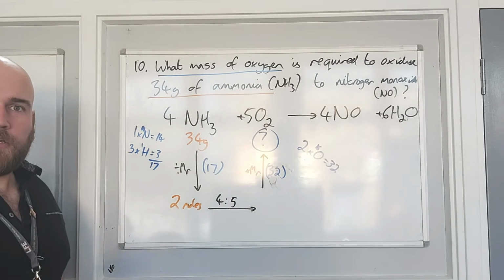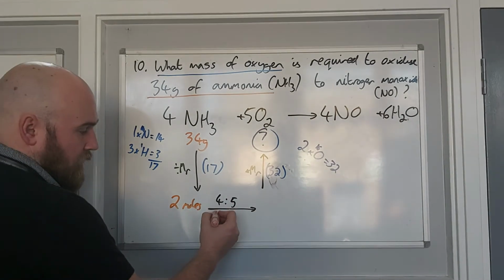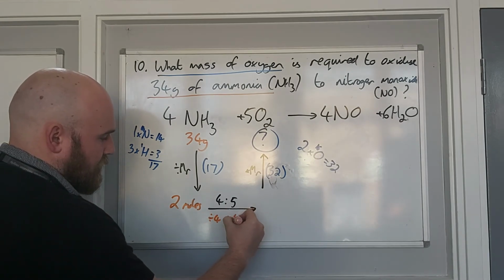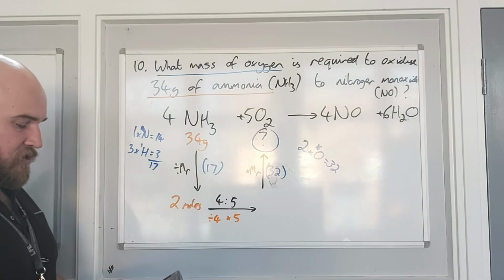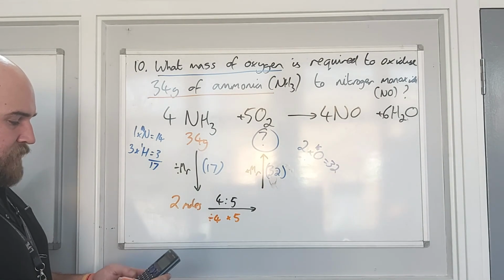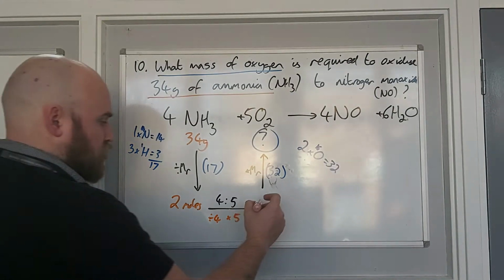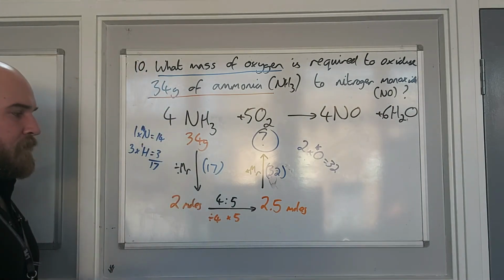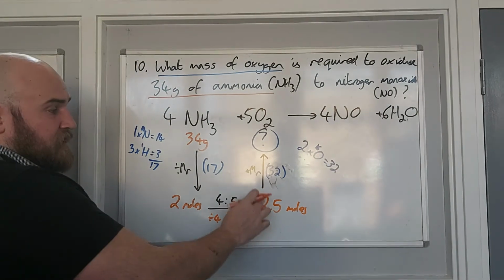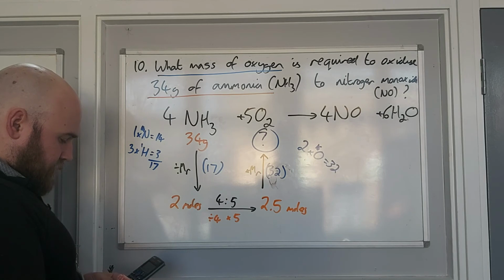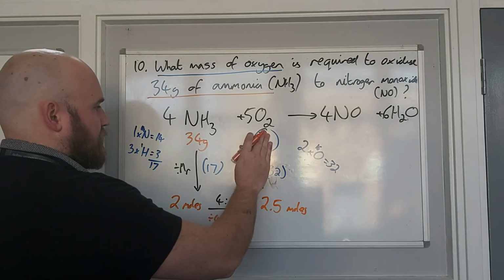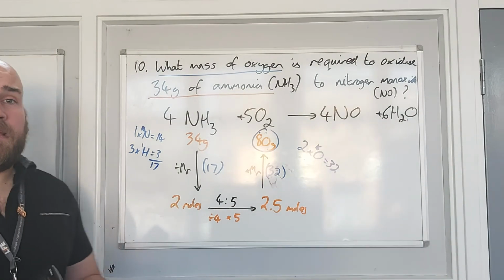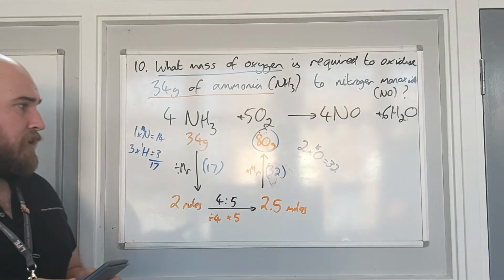So, how do we go about doing that conversion? All right, so, easiest way to do it is if you divide by 4 first and then multiply by 5. So I'm going to take 2, divide by 4, times by 5, and you end up with 2.5. And then once I've got 2.5, I just times by the MR, which is 32, and you get 80 grams.